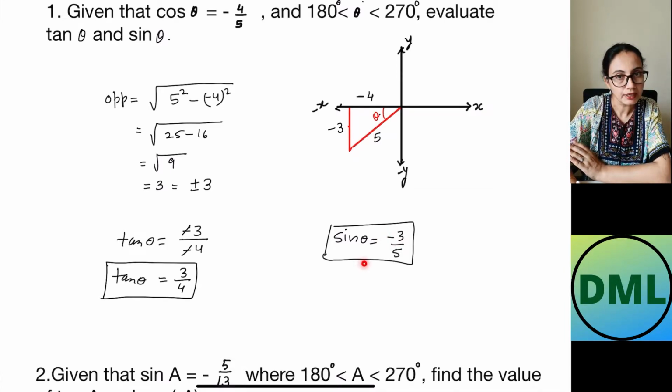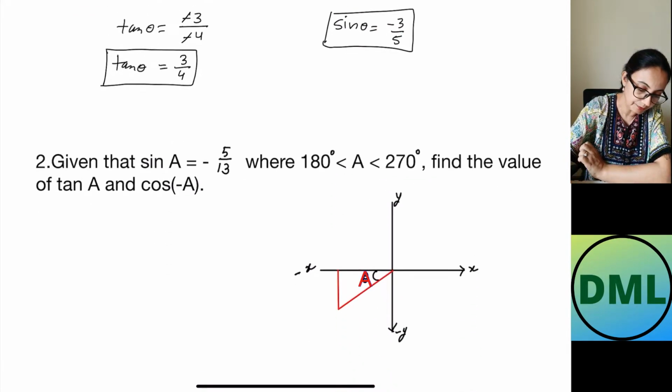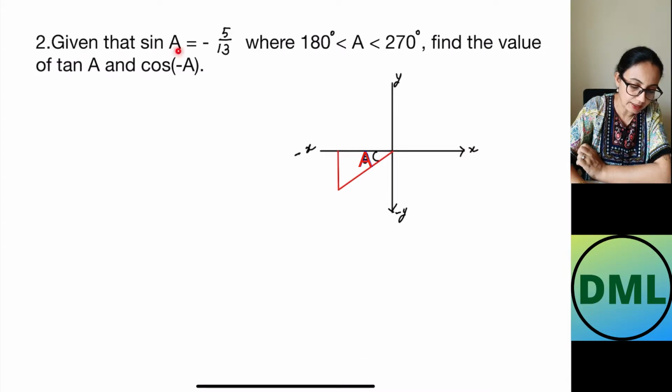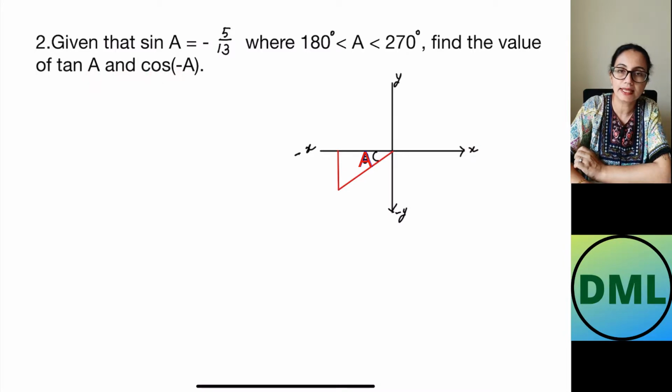Which is correct. Let's see one more example. Given that sin A is equal to negative 5 by 13, where A lies from 180 degrees to 270 degrees, find the value of tan A and cos negative A. They have given us the quadrant, so I need to draw my triangle in the third quadrant. In the third quadrant, sin A is negative, so this is our negative value here.